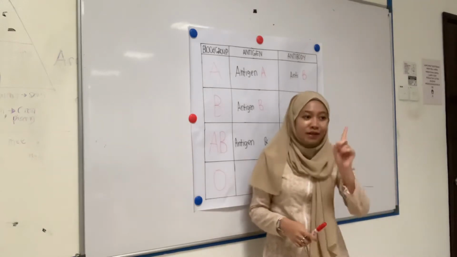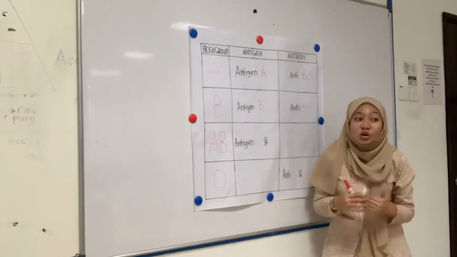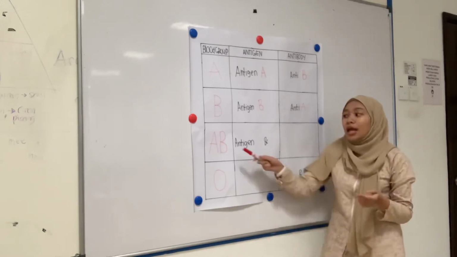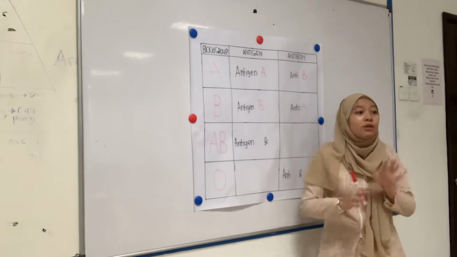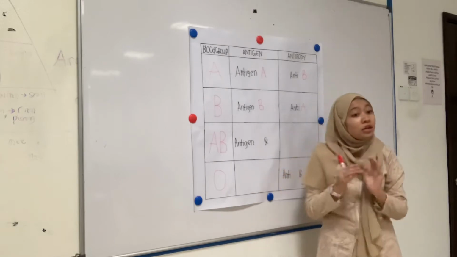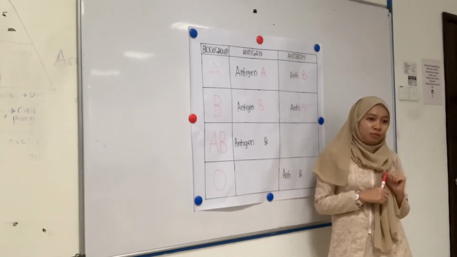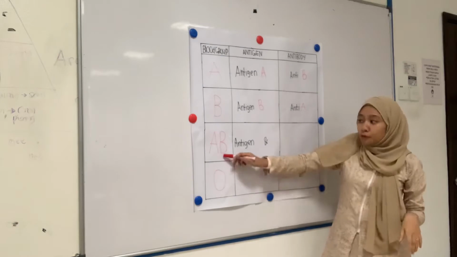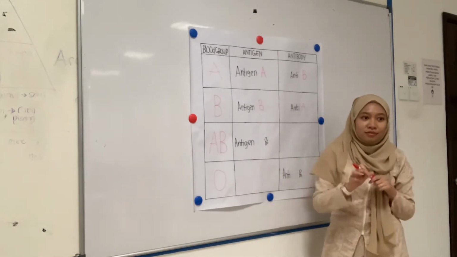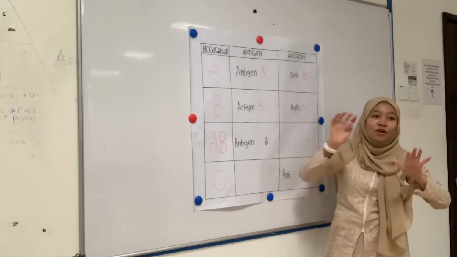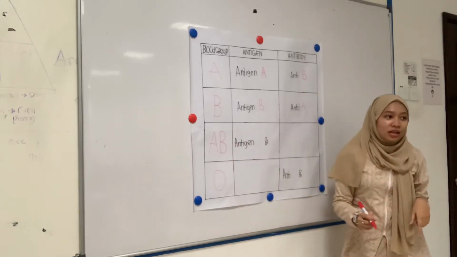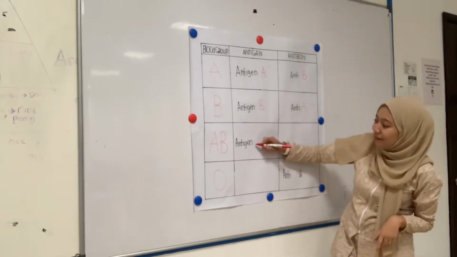But Raiha can only give her blood to those who are also AB blood group. Raiha can receive blood from everyone, but Raiha can only give her blood to people with AB blood group. Okay, so now what about the antigen of AB blood group? What is the antigen that must be on the surface of the red blood cells of an AB individual? A and B. Yes, that's right.